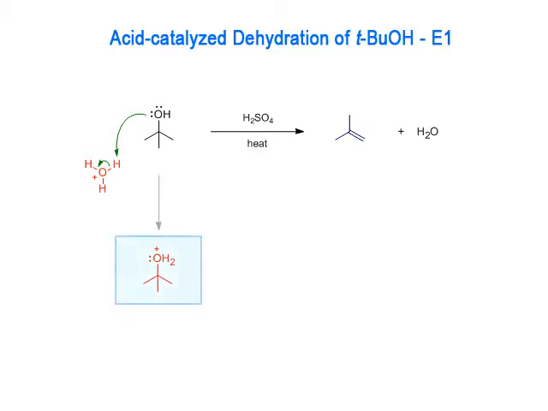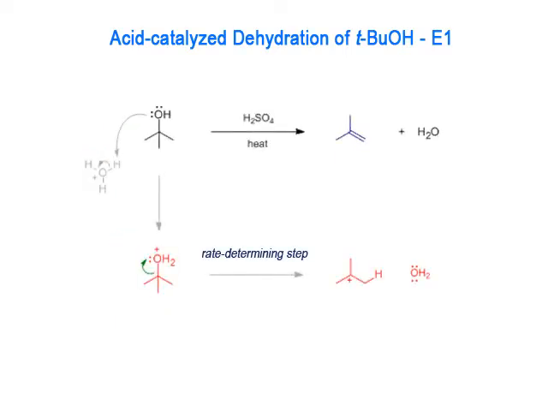Since we are at low pH, the first step will be protonation of the weakly basic hydroxyl by the acid to produce the alkoxonium species. This step will be fast and reversible. The endothermic rate determining step then follows, in which the water leaving group breaks away from the alkoxonium species to produce the tertiary carbocation. And since this reaction involves only the breaking of the alkoxonium species, it is therefore unimolecular.